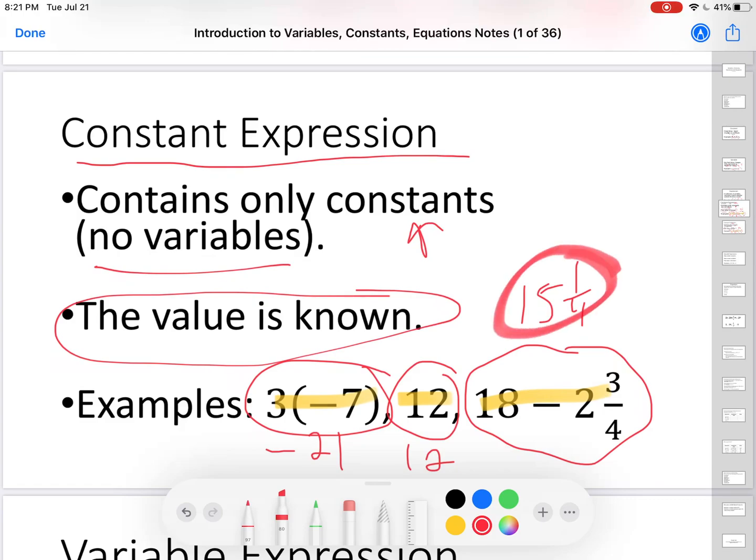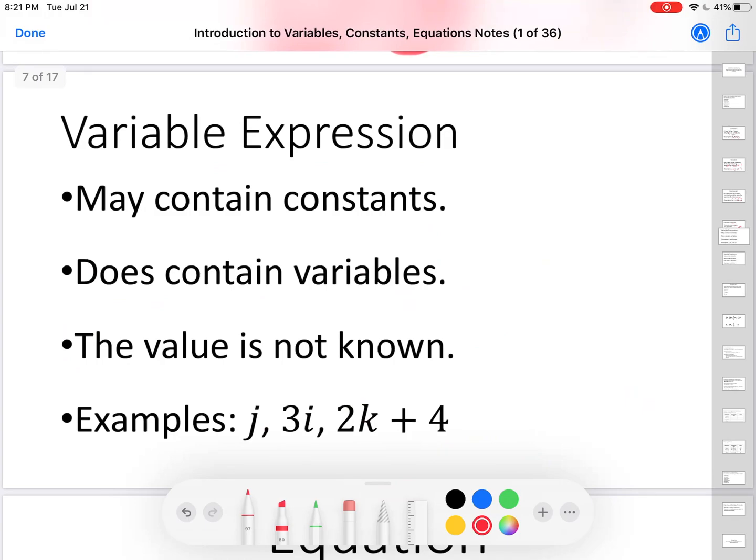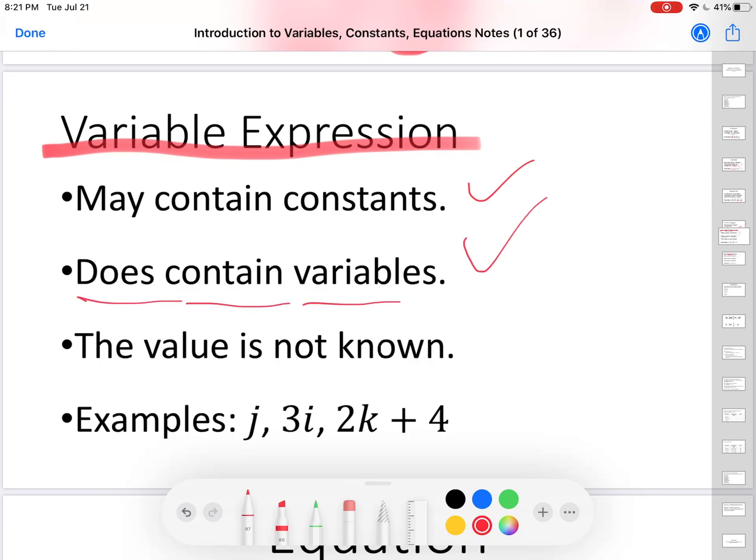These are the values of those expressions. Easy enough. Constant expression. It only has constants. So if there are constant expressions, there must be variable expressions. And there are, in fact. It may have constants, it doesn't have to, but it will contain variables.